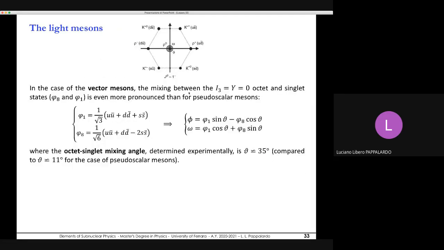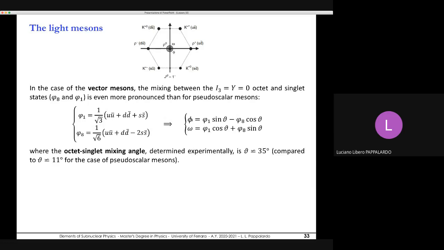What about the vector mesons? So this is now the octet of the vector mesons. We have also the corresponding singlet, which is not reported here. So in the case of vector meson, the mixing between the states with vanishing quantum numbers from the octet and the singlet, so the phi8 and phi1, is even more pronounced than for the pseudoscalar mesons. So this is the flavor combination for the phi1 and phi8.